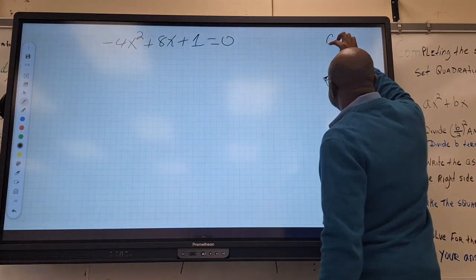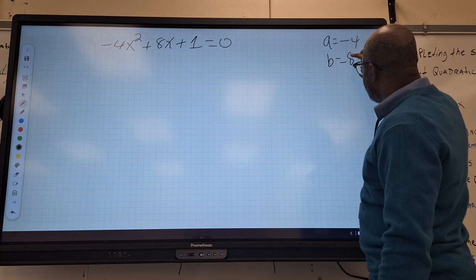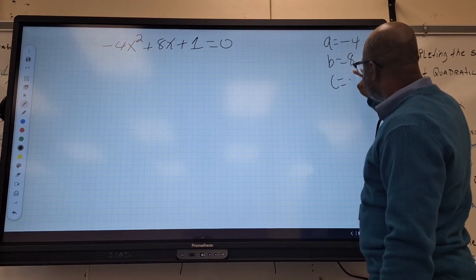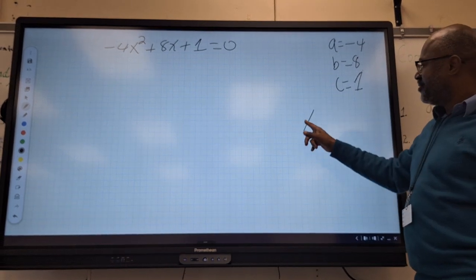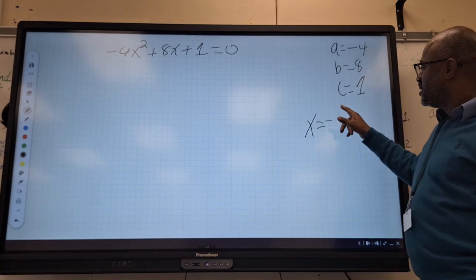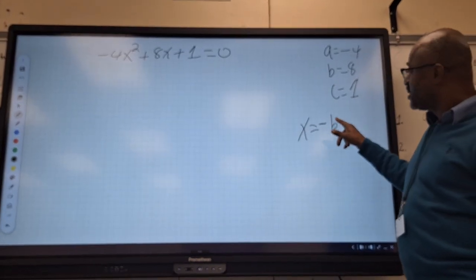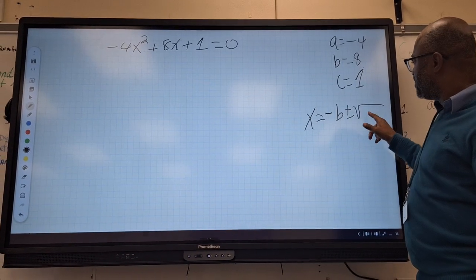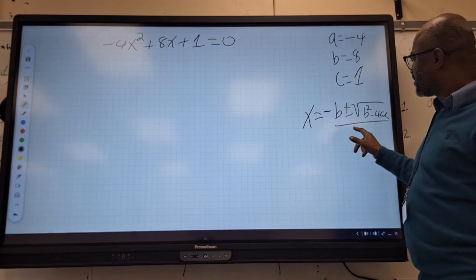What is A? -4. What is B? 8. And what is C? 1. We identify A, B, C, then the formula is x equals negative B plus or minus the square root of B squared minus 4AC, over 2A.